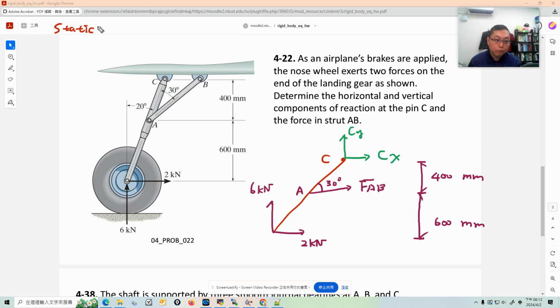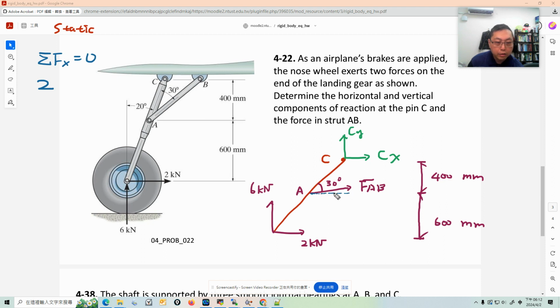To do this we use rigid body equilibrium. First of all, summation Fx equal to zero. Let's look at the whole system. Do we have any x component force? Yes, here is the x component force, 2 kilonewton. And for FAB, the strut force here, we can decompose the force, and you will have the x component here.